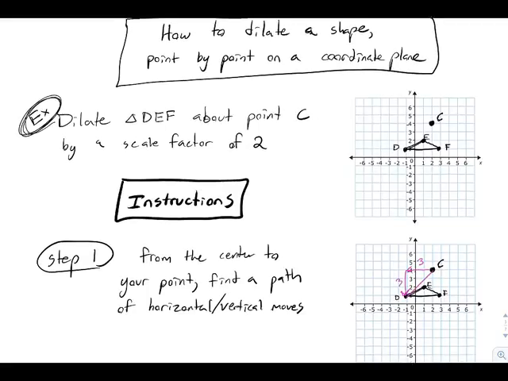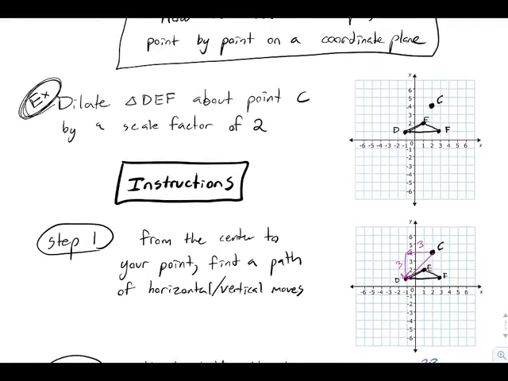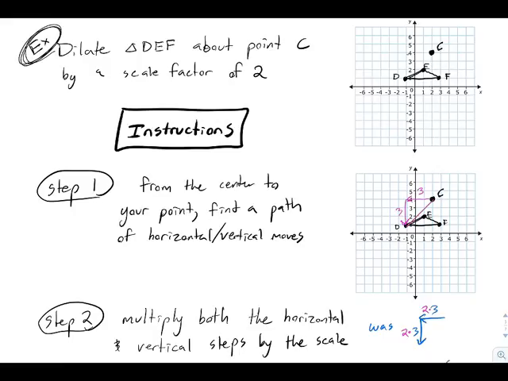So on a coordinate plane, here's the example problem. Dilate triangle DEF about point C. Point C is our center, by a scale factor of 2. So I'm going to project, starting at point C, each of these three points, D, E, and F, outwards twice as far. The way you do that is you simply say, okay, step one, how did I get from point C to point D?